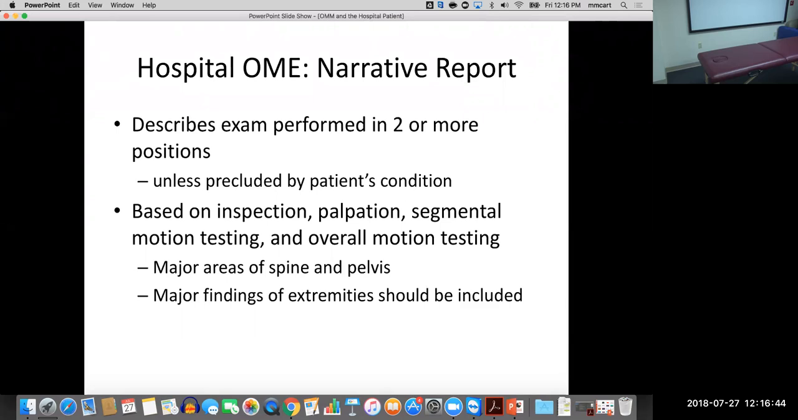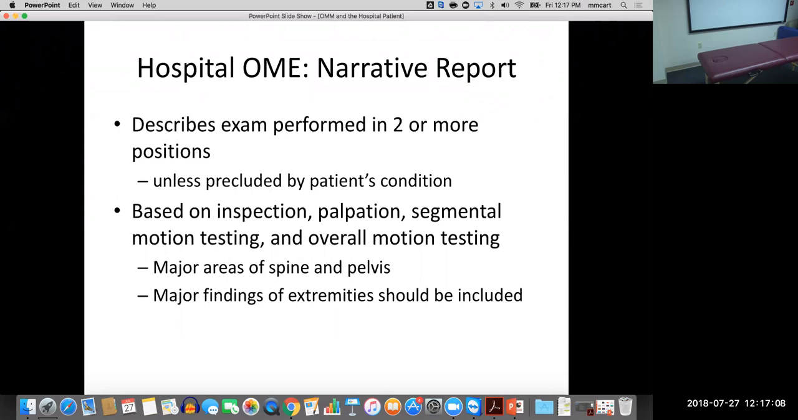If you're going to sit them up to listen to the backside of their chest cage, then when you sit them up, just run your hand down the spine, and now you've evaluated them in both the supine and seated position. Okay.